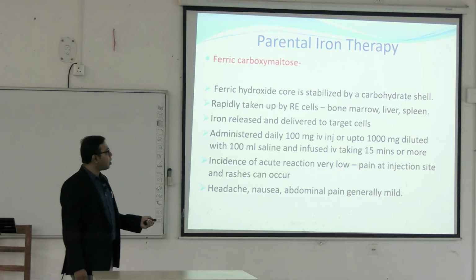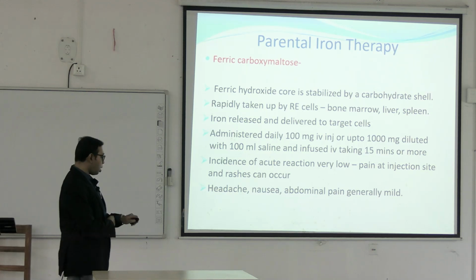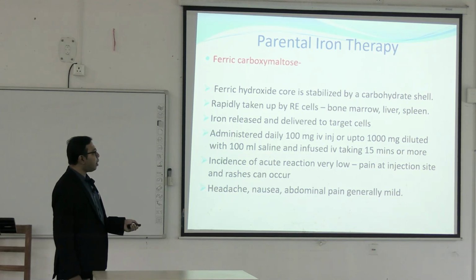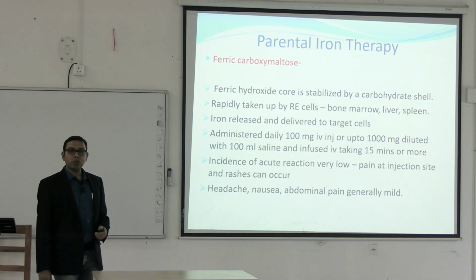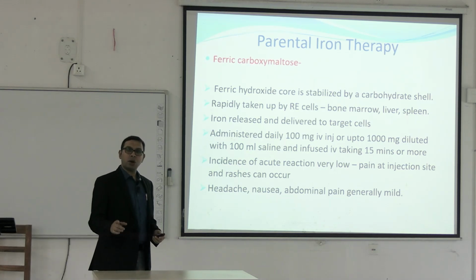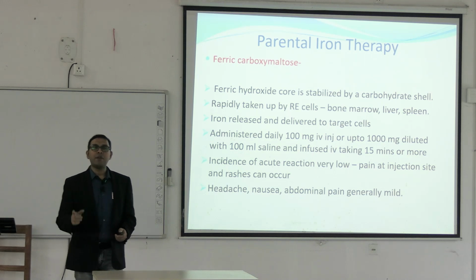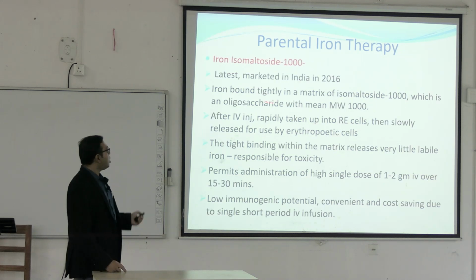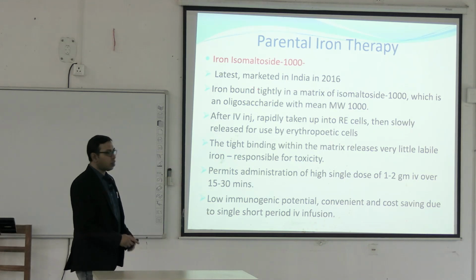The incidence of acute reaction is very low; pain at the injection site and rashes can occur. Headache, nausea and abdominal pain are generally mild. So ferric carboxymaltose can be given as a 100 milligram injection shot, or with infusion. The chance of anaphylaxis is very low. The newest one is iron isomaltoside. It was marketed in India in 2016.